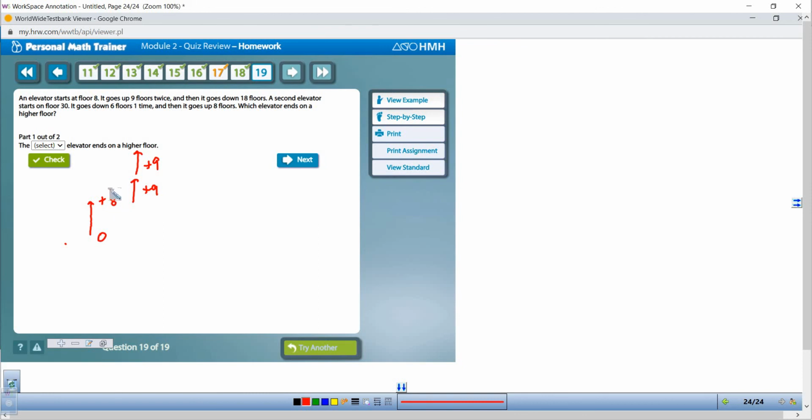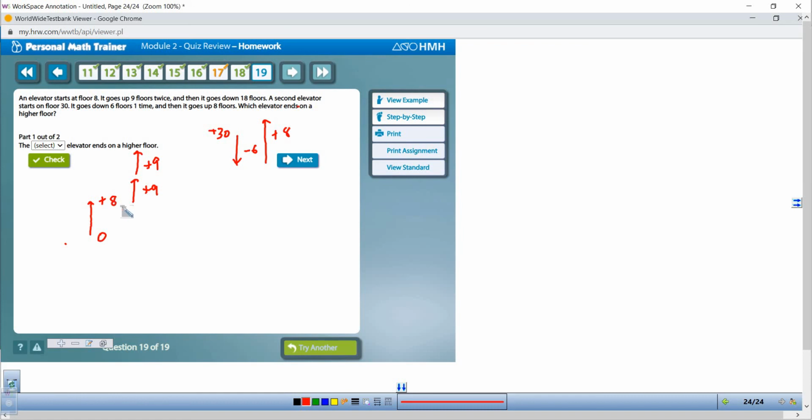A second elevator starts at floor 30, so it's at plus 30. It goes down 6 floors, and then it goes up 8 floors. Plus 8. Which elevator ends on a higher floor?